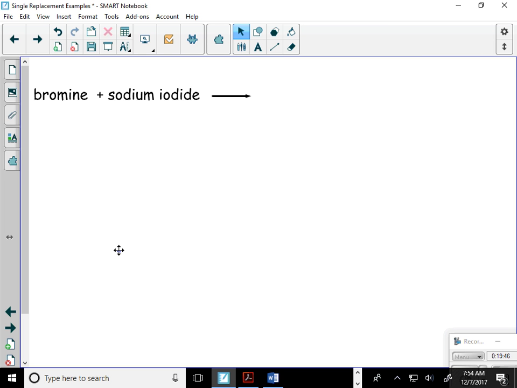Now, what should jump out at you here? I'm dealing with super 7s here. I've got halogens, right? So what is going to happen here is the halogen is going to try to replace the other halogen. Are halogens on our activity series? Yes, but no. Okay? Yes, but no.